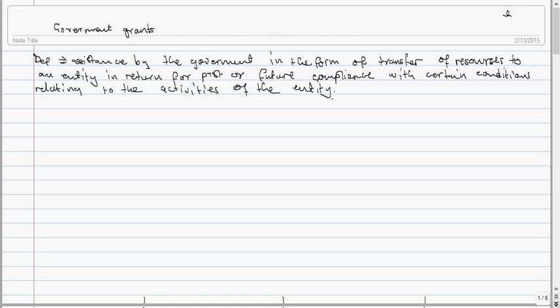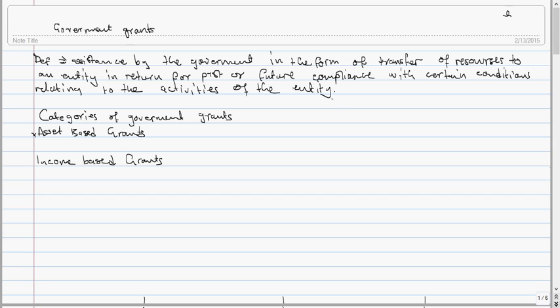Now we're going to look at categories of government grants. Basically there are what we call asset-based grants, and then we've got what we call income-based grants, and then lastly we've got grants related to loans.